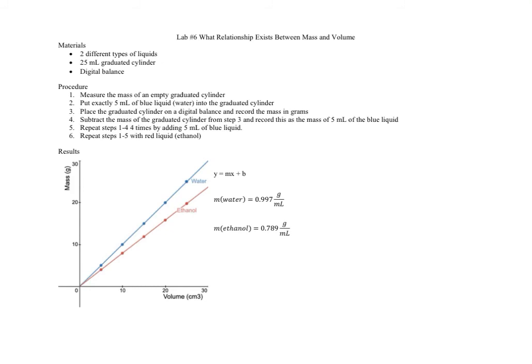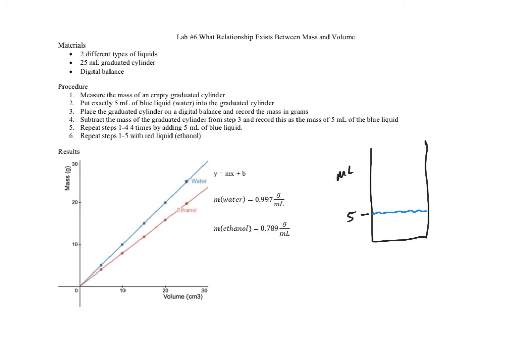So I've got here: what relationship exists between mass and volume. We're going back through the process of what I did. I measured the mass of an empty graduated cylinder. I then put exactly 5 milliliters of the blue liquid, water, into the graduated cylinder. Maybe I'll draw a quick little picture so you can see. We'll say this is 5 milliliters right here, and I filled it up with 5 milliliters of water, so I know the volume of water that I have.